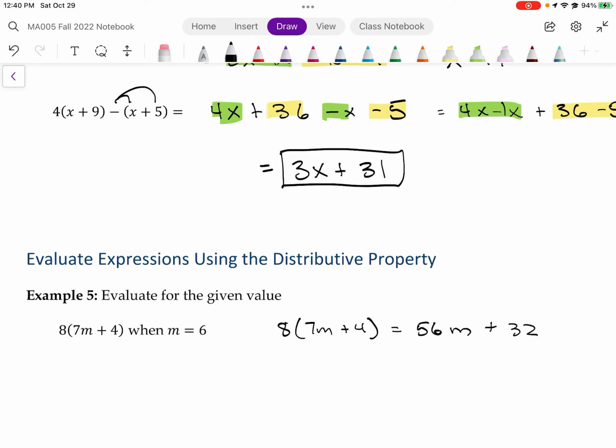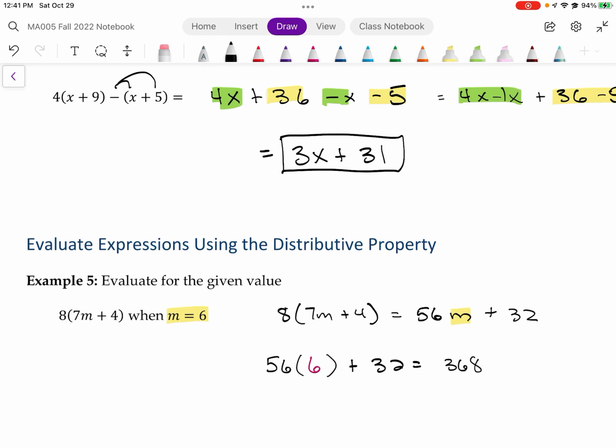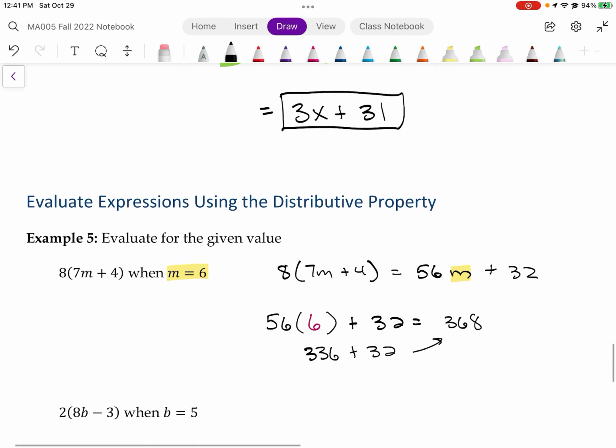So I'm going to use my calculator. All right, so 56 times, now the m is what I have to put in right here. That's my 6. So now I would plug in 56 times the 6 that I had right here, times 6, plus 32. So I'm just going to do 56 times 6 plus 32. And it does order of operation for me if you have a scientific calculator, and you get 368. Or you can take it step by step. 56 times 6 is 336, plus 32 gives you 368. All right, so that's evaluating.